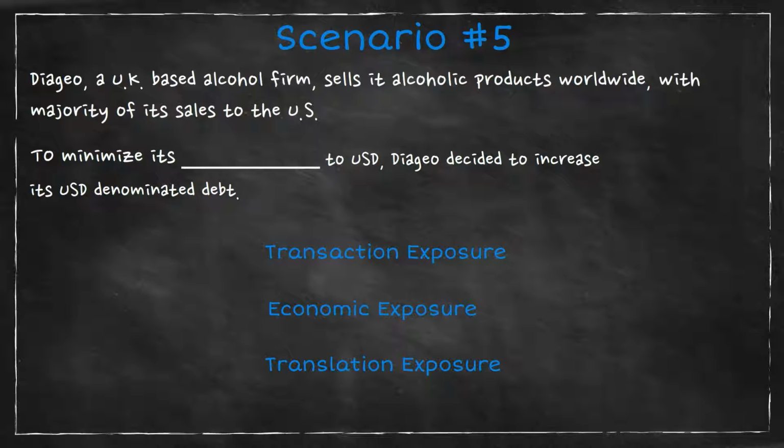Since we're not talking about a particular transaction, but rather about the impact on projected future USD cash flows due to currency fluctuations, economic exposure is the correct answer. To minimize its economic exposure to USD, Diageo decided to increase its USD-denominated debt.